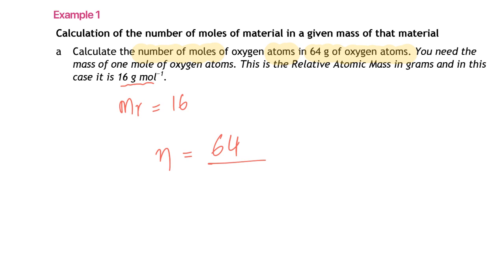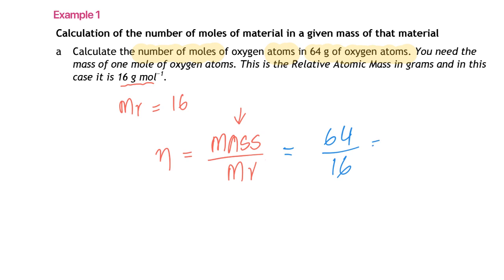64, that's mass over MR. I actually should write mass over MR. I have the worst A in the world. ठीक है, mass over MR. And that equals, well, 64 over 16. I think that comes out to be 4. 4 what? 4 moles of oxygen atoms.